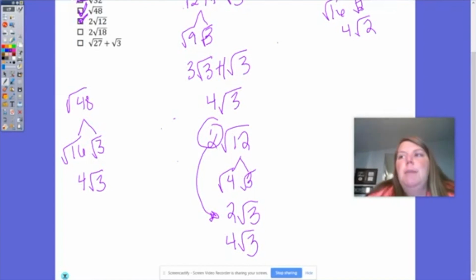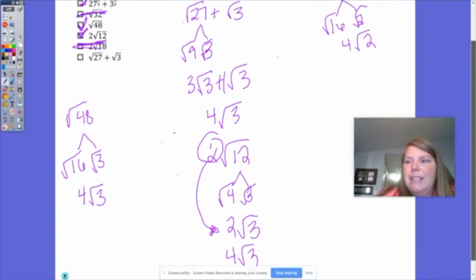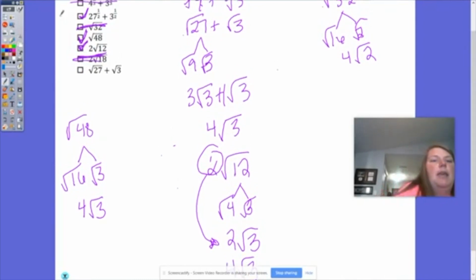And by process of elimination, I'm going to go ahead and tell you that the 2 square root of 18 is not going to be right, just because we know that we already had 2 times the square root of 12, which was correct. And then the last one, 27 plus the square root of 3, is actually the exact same thing as this one. It's just written in radical form. So we're going to go ahead and say that that last one is also correct.